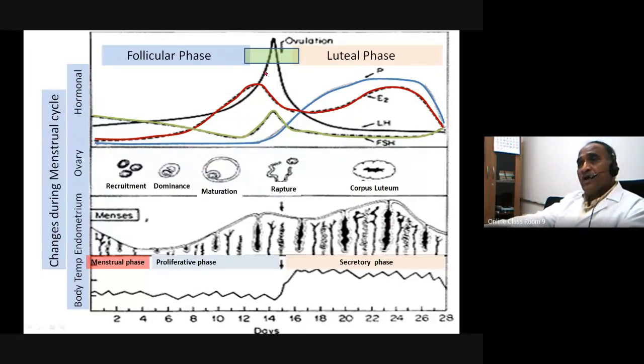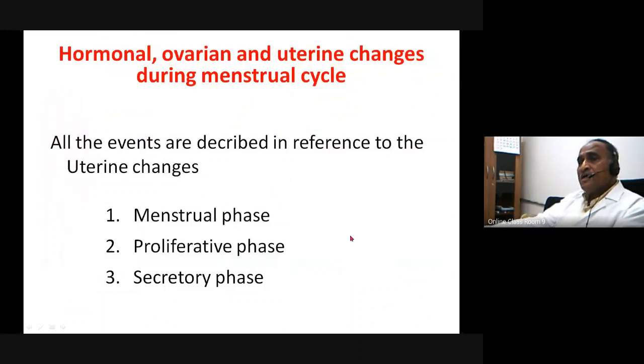Okay, so now I have mentioned these three components. Here in the bottom, we have the basal body temperature recorded. You can just see after ovulation, the body temperature increases. So that means there is an increase in the body temperature in the luteal phase or after ovulation. That is an indicator of the ovulation. Then we move on, because I have explained all those things.